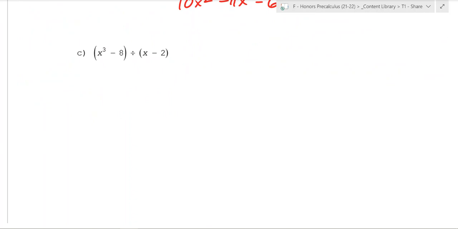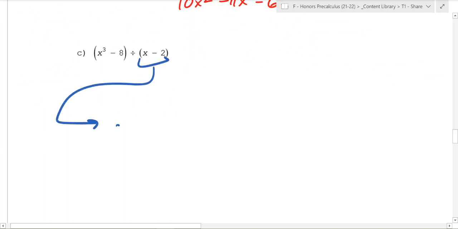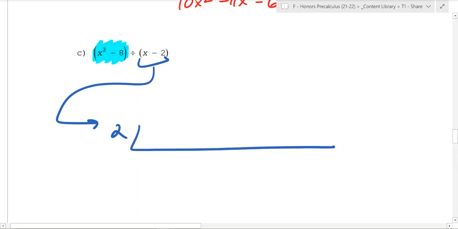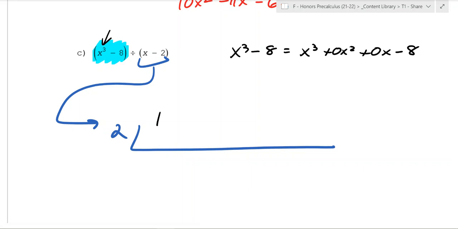Okay, one thing I mentioned before is if you skip terms, you have to put in the zeros. So if you set this one up right here, what makes x minus 2 0? Well, that's 2. You put the bar underneath, and then what are the coefficients here? You end up with 1 because of the x cubed, but x cubed minus 8 is the same thing as x cubed plus 0x squared plus 0x minus 8. Those are just invisible terms that are there, so you have to put in 2 zeros and then the negative 8. That's really important.